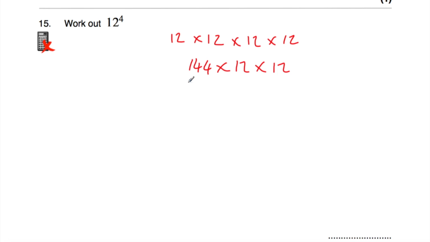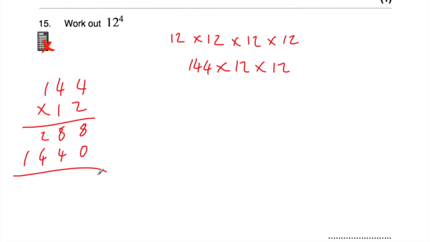So let's start off with our 144 times 12. So 144 multiplied by 12. So 2 times 4 is 8, 2 times 4 is 8, and 2 times 1 is 2. Now let's multiply by 10, so put a 0 down. 1 times 4 is 4, 1 times 4 is 4, and 1 times 1 is 1. And adding them together would be 8 plus 0 is 8. 8 plus 4 is 12, put our 2 down and carry our 1. And 2 plus 4 is 6, plus 1 is 7, and then our 1. So that means that 12 cubed, 12 times 12 times 12, is 1,728.